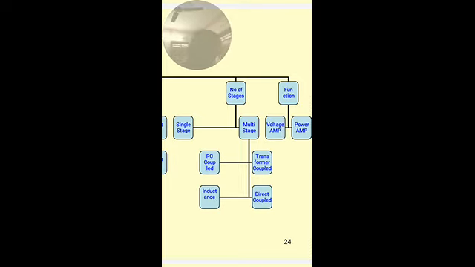Based on the feedback, amplifiers are classified into two types: positive feedback amplifiers, known as oscillators, and negative feedback amplifiers. Again, negative feedback amplifiers are classified into four types: voltage series feedback amplifier, voltage shunt feedback amplifier, current series feedback amplifier, and current shunt feedback amplifier.